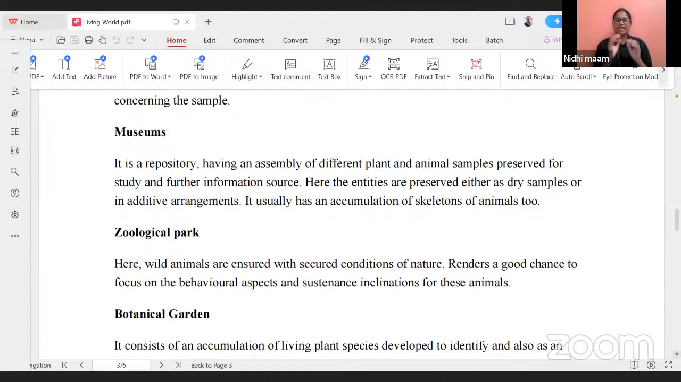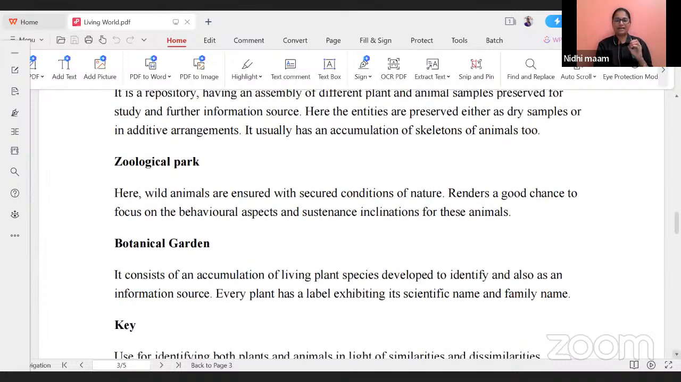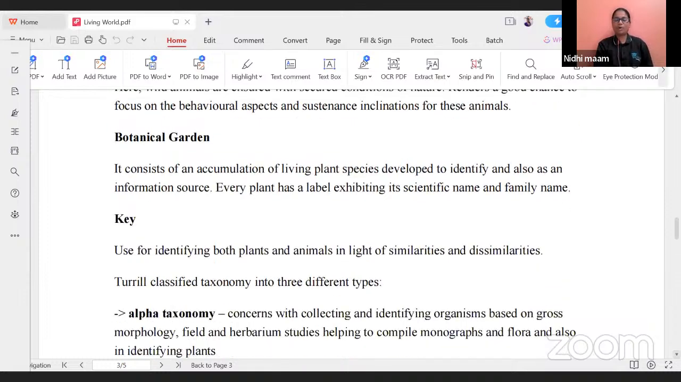Zoological park. Here live wild animals are kept in secured conditions, which renders a good chance to focus on behavior, how the animals behave. You can study the habitat or habits of the animal in the zoological park. Next, botanical garden. Many important medicinal plants and endangered plants are maintained in a specific garden named a botanical garden. Here, the plants are named by their scientific name.